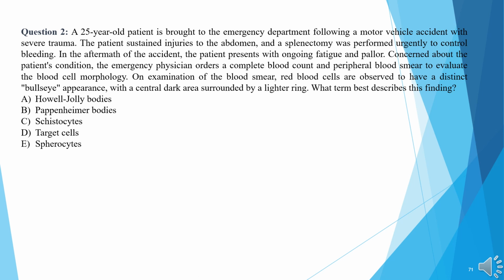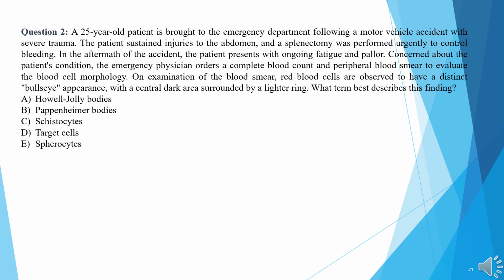The patient sustained injuries to the abdomen, and a splenectomy was performed urgently to control bleeding. In the aftermath of the accident, the patient presents with ongoing fatigue and pallor. Concerned about the patient's condition, the emergency physician orders a complete blood count and peripheral blood smear to evaluate the blood cell morphology. On examination of the blood smear, red blood cells are observed to have a distinct bullseye appearance, with a central dark area surrounded by a lighter ring.